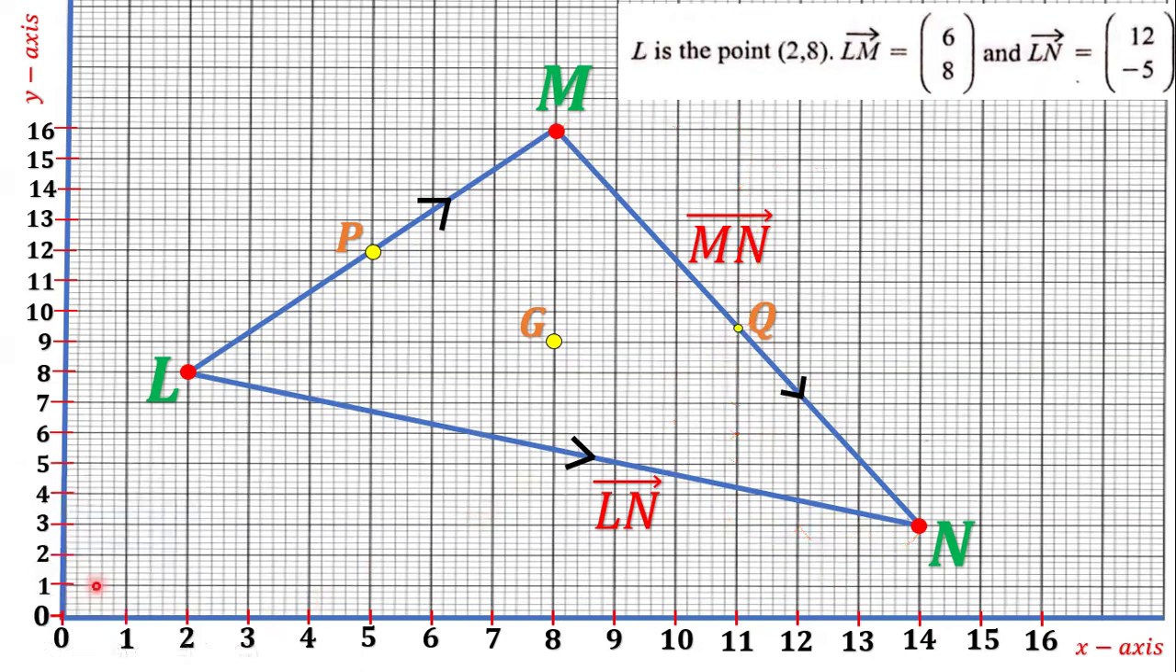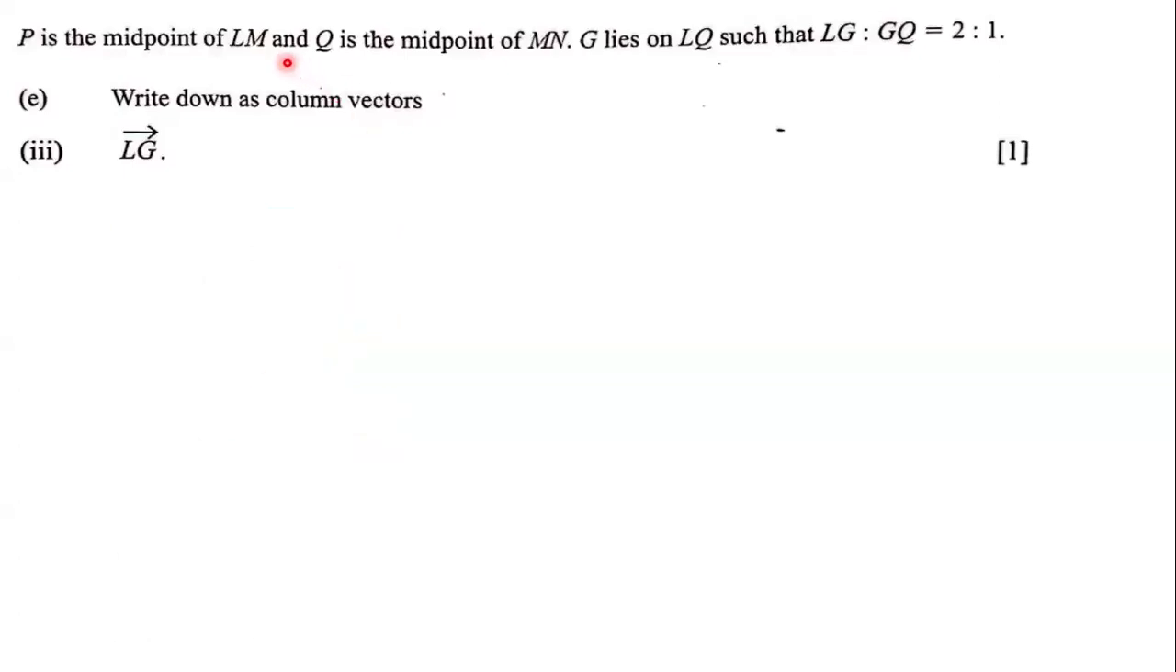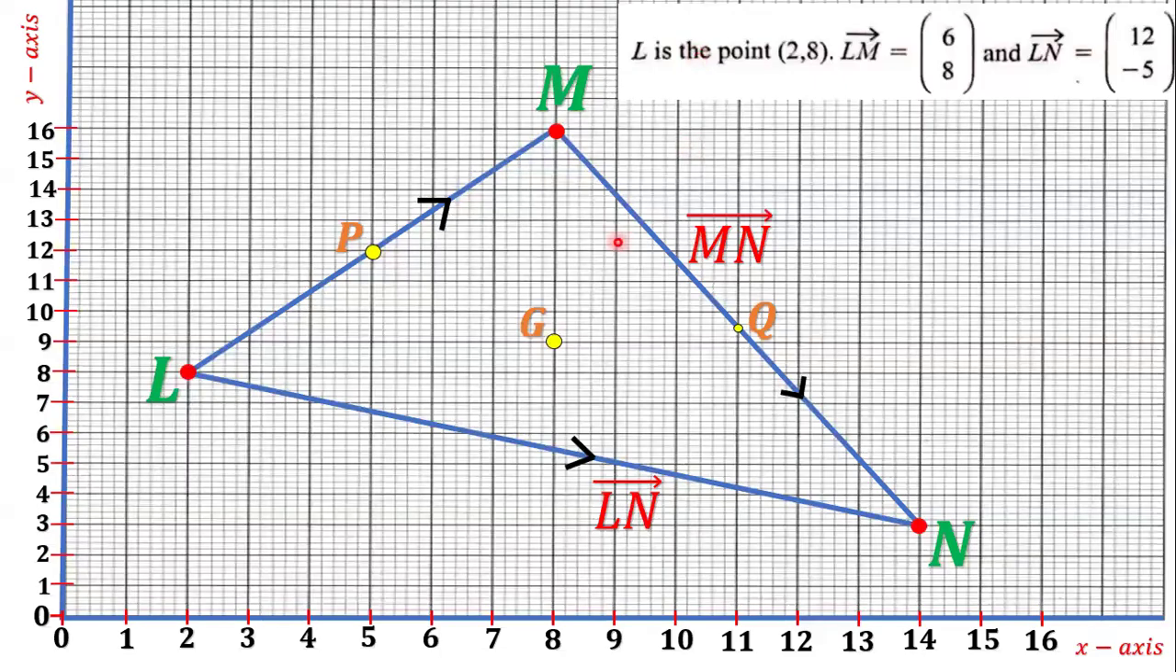And so now we can move on and proceed with the rest of it. So we know that Q is the midpoint, okay? And it says that G lies on LQ. So this point G lies on LQ. Now where's LQ? LQ is this line from L all the way to Q.